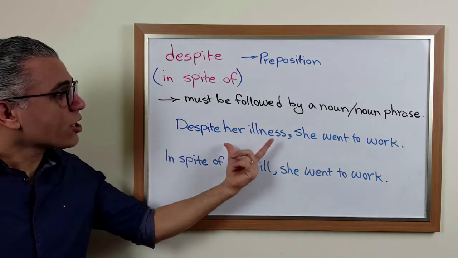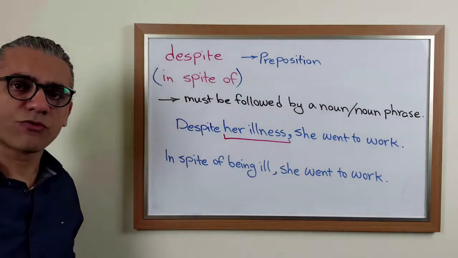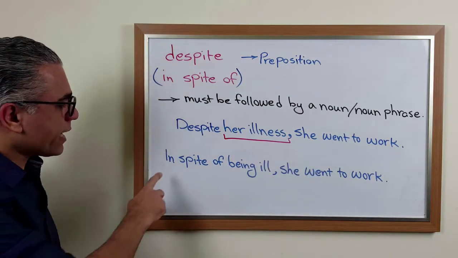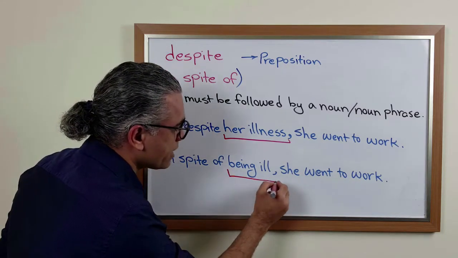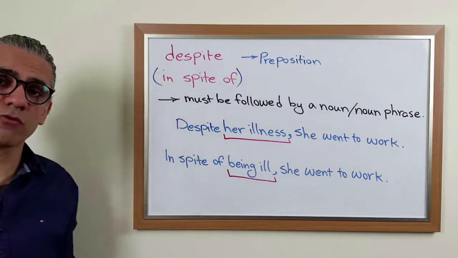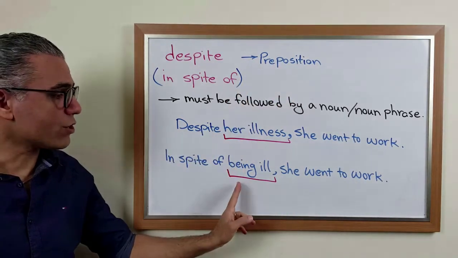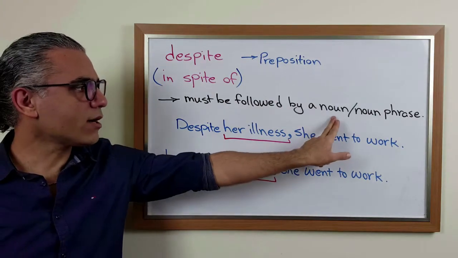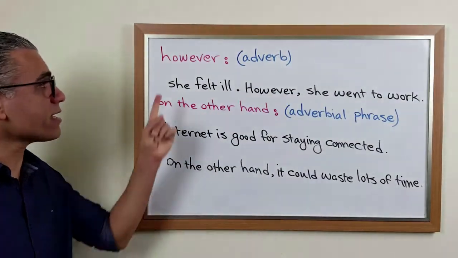Look, despite her illness, she went to work. So her illness is a noun phrase. And in spite of is a synonym to despite, again, in spite of being ill. And being is a gerund, and we could use a gerund as a noun. As you might remember, after prepositions, we use gerunds. So, after despite and in spite of, we need to use a noun or a noun phrase or a gerund. The next word for contrast is however.